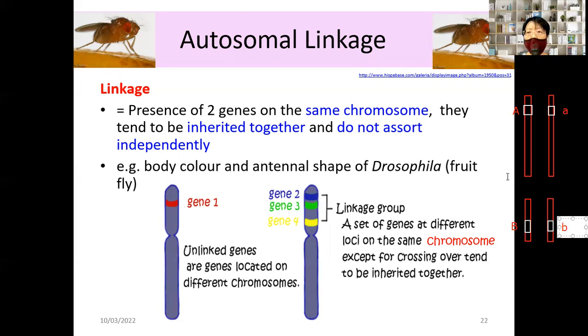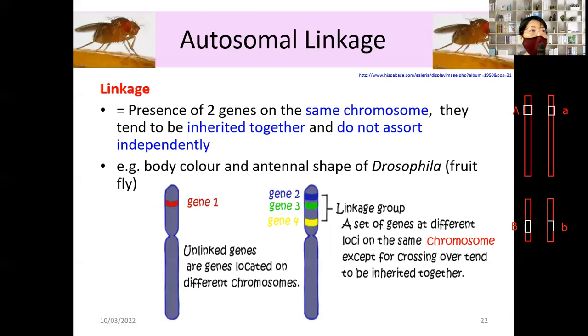So can you see here, I've drawn two genes. A, this is one type of gene, and B, this is another type of gene, right? So gene A and gene B are unlinked genes. They are found in different chromosomes. So because of that, this pair of homologous chromosomes will independently assort during metaphase 1. This pair of homologous chromosomes will independently assort during metaphase 1 also.